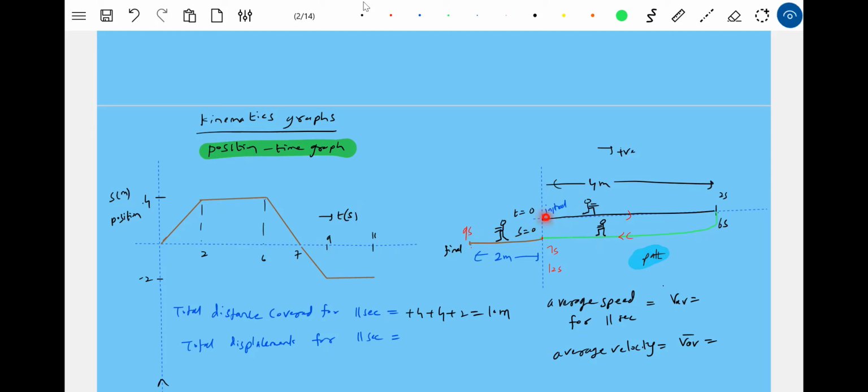What about the total displacement? He was initially here, no? And finally he has come here. So the displacement you're going to measure towards the left. Therefore this will become minus 2 i cap meter. What about average speed for 11 seconds? Distance covered by time taken, 10 by 11. What about average velocity? Displacement by time taken.